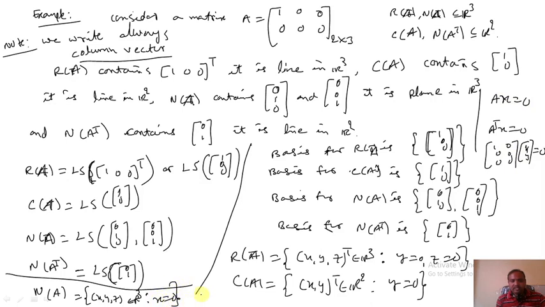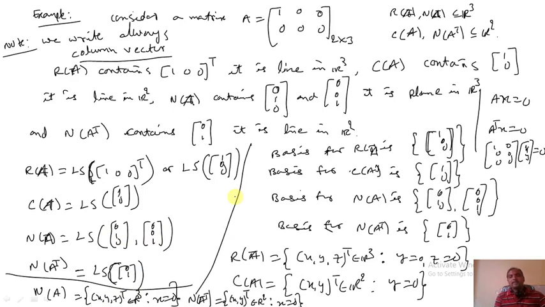Now, the null space of A transpose. That means (x, y) belongs to R2. It's a transpose. Write it in column vector form such that only x is 0, y is non-zero. If x equal to 0, we will get these two vectors in this one. This is the four subspaces.